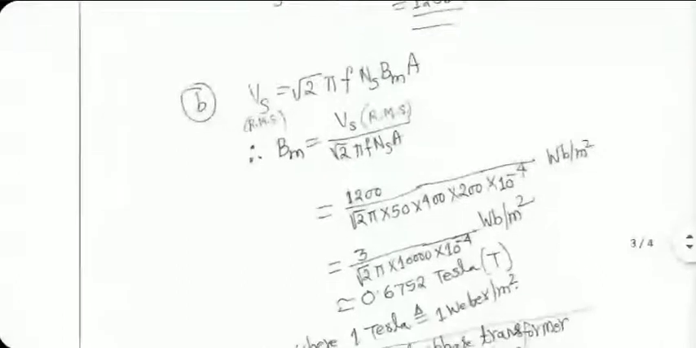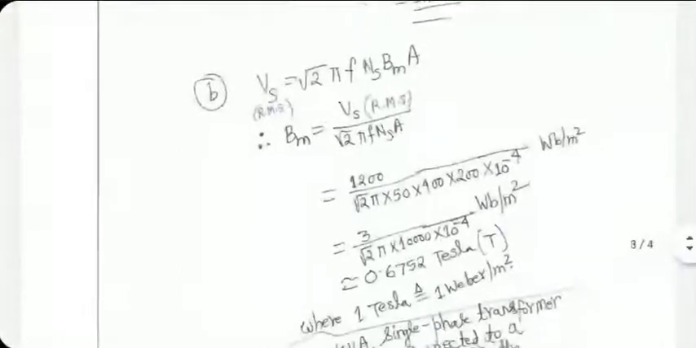Again, let me remind you. The units for Bm will be Weber per meter square. This unit is also known as Tesla. 1 T or 1 Tesla is 1 Weber per meter square. Double check calculations.